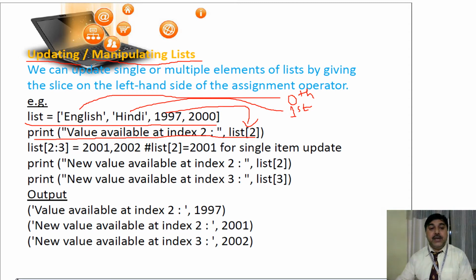Again, two values have been taken to be inserted, 2001 and 2002. From which position to which position? From second to third position. So list second one 2001 for a single item. If you want to add one item, then you can do this. So there are new values available, and what will be the new value available at index 3? This is the value that was available at the second position, and after inserting 2001 and 2002, the new value in the second position is 2001 and in the third position is 2002.